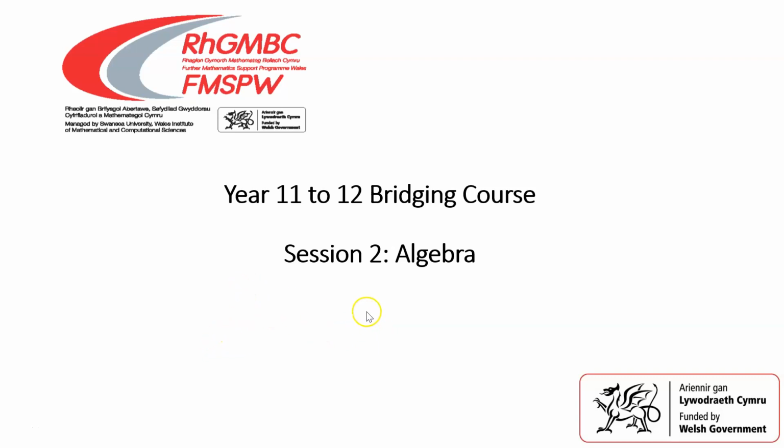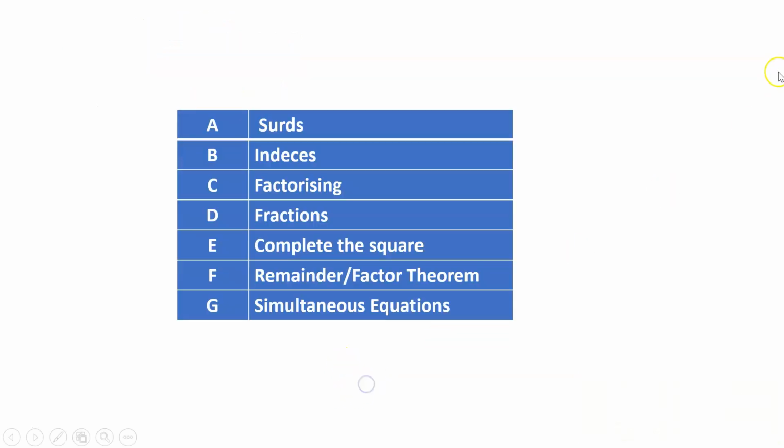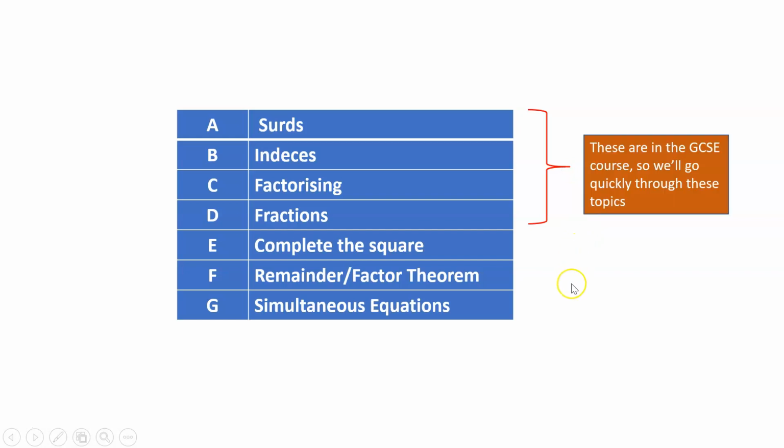This is the second session in the year 11 to 12 bridging course, and it's on algebra. In this presentation, we're going to concentrate on these topics. The first 4 topics are in GCSE, so we'll go quickly through these, and then we'll concentrate on the remaining 3.